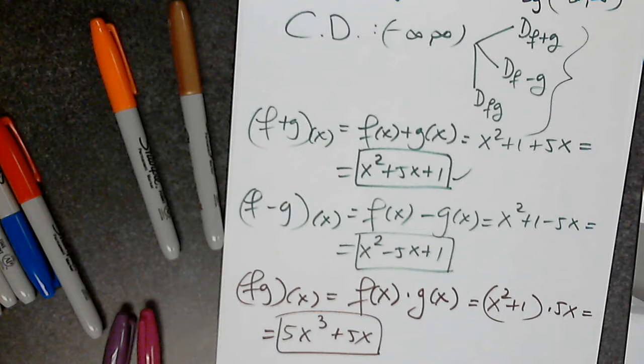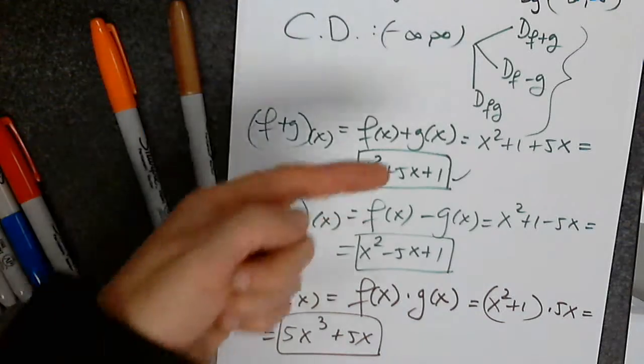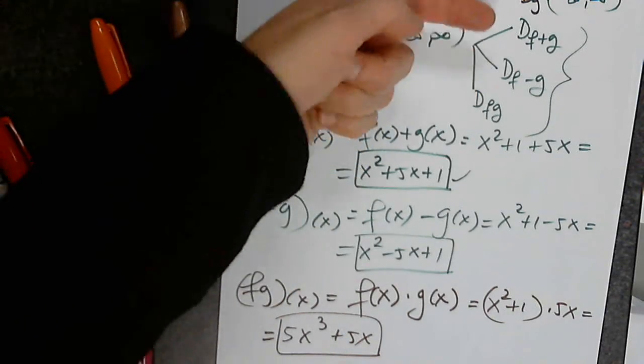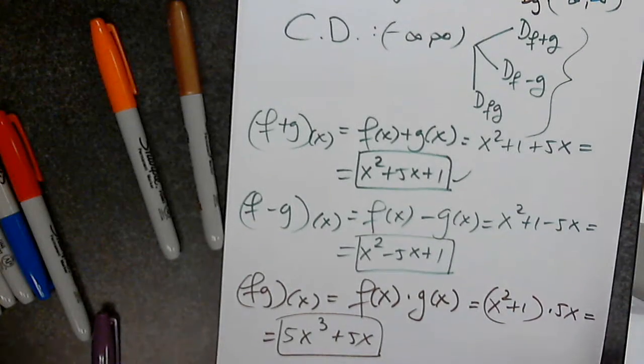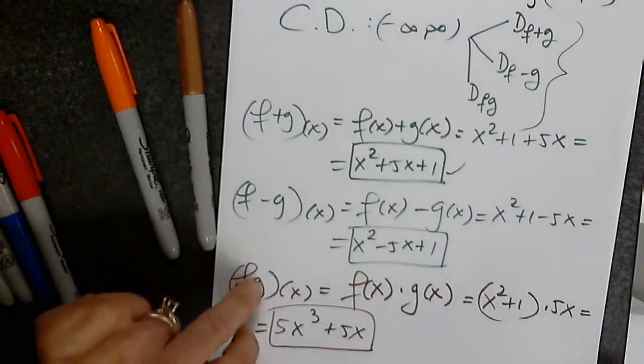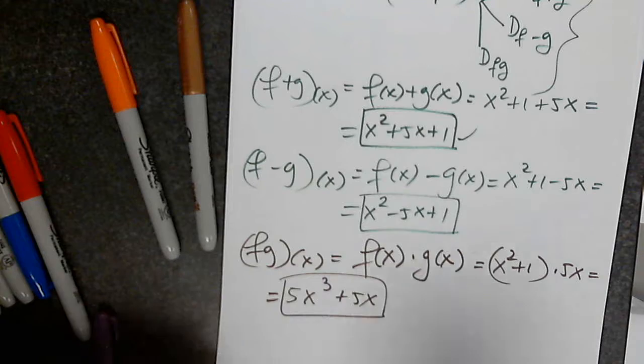So I determine the common domain by finding the domain of both and see where they overlap. They overlapped everywhere this time. Okay. Then I determine the sum, the difference, and the product, and I know that they have the same domain, a common domain. But now I'm ready to find the quotient. So let's find the quotient.